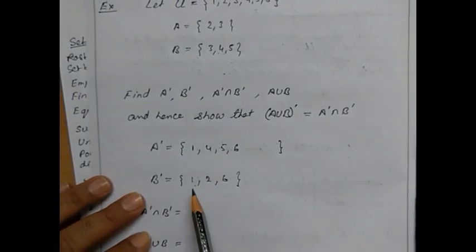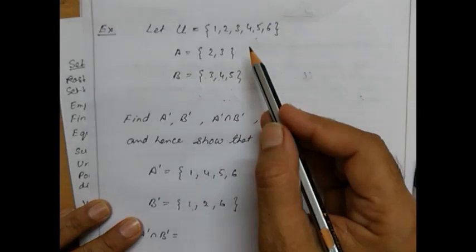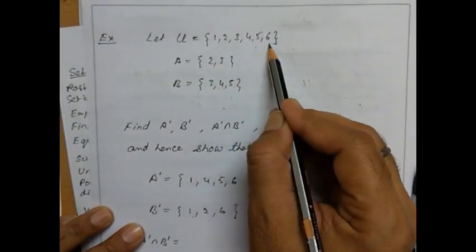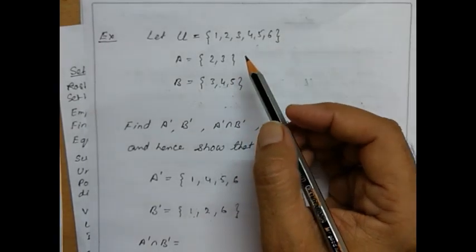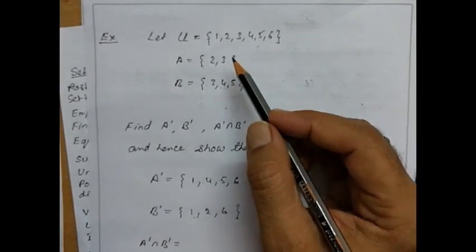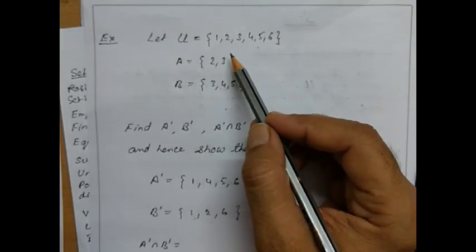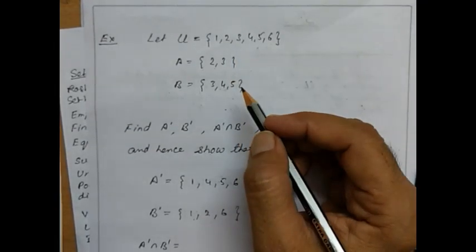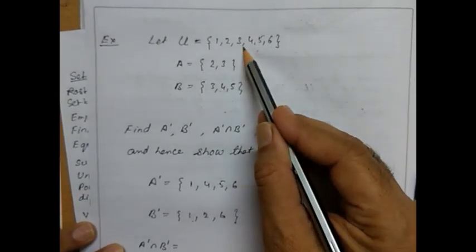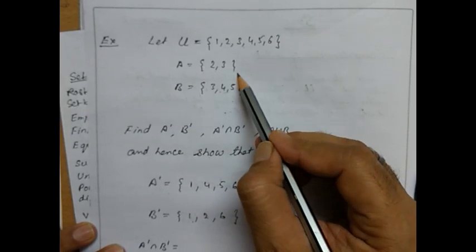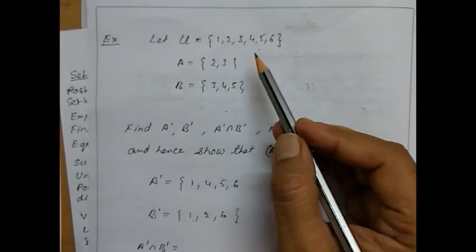So B complement, the elements which are not present in B, but it should be present in the universal set. And the condition is also there that when we are talking about the complement of the two sets, it should have the universal set and that set should be a subset of the universal set. If this is not a subset of a universal set, then it will not be possible to find out the complement of the set. Clear?